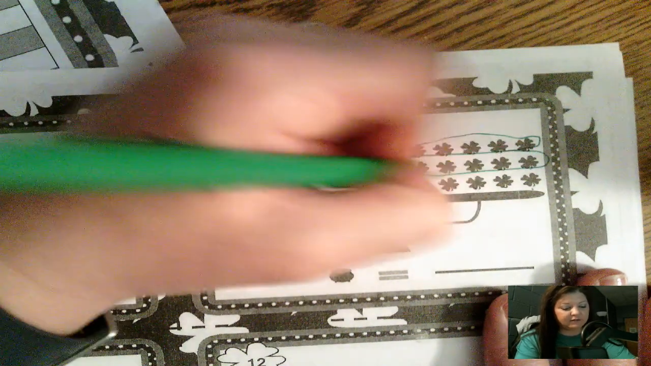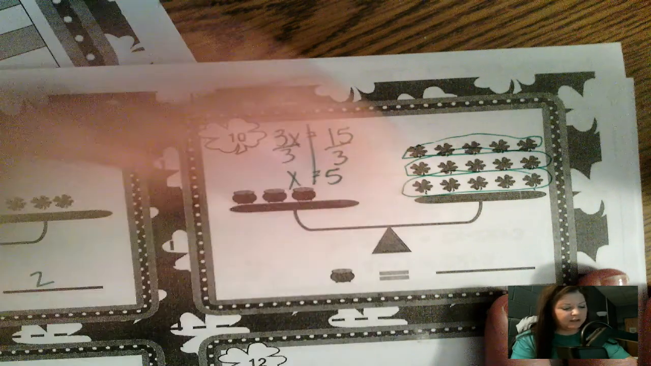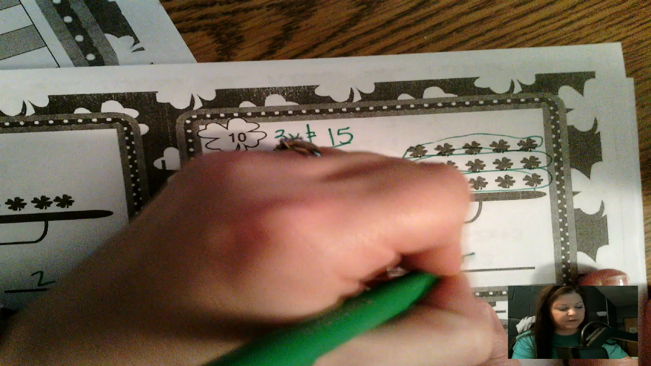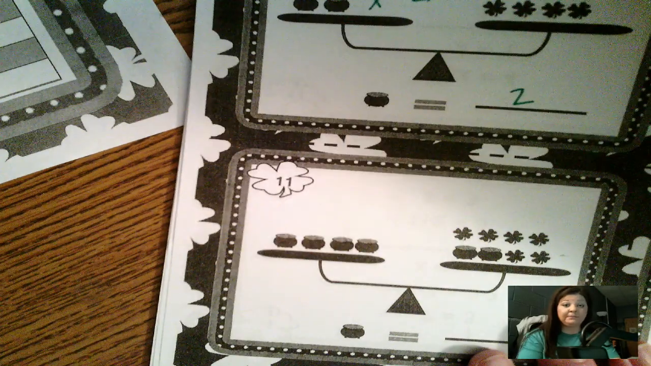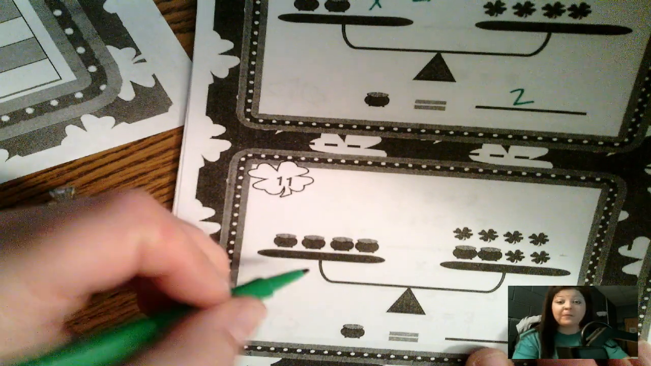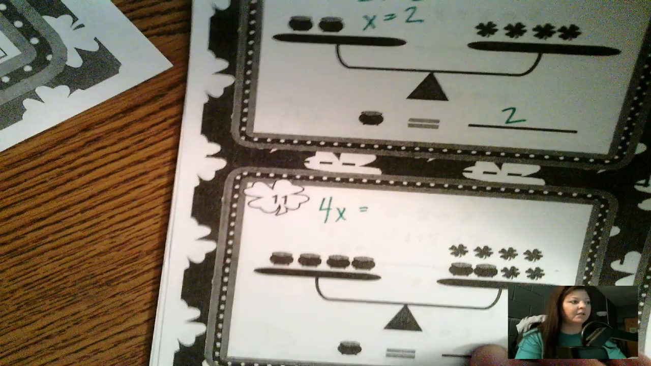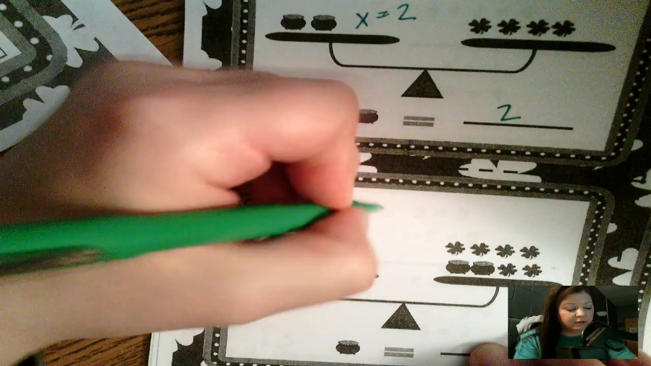And we could actually even see that by circling these. We have 5 clovers going to 3 pots each. It's cool, isn't it? Okay, so x equals 5. All right, the next one is number 11. So we're halfway done. We have 4 pots of gold. 4x is equal to 2 pots of gold plus 1, 2, 3, 4, 5, 6 clovers, okay?